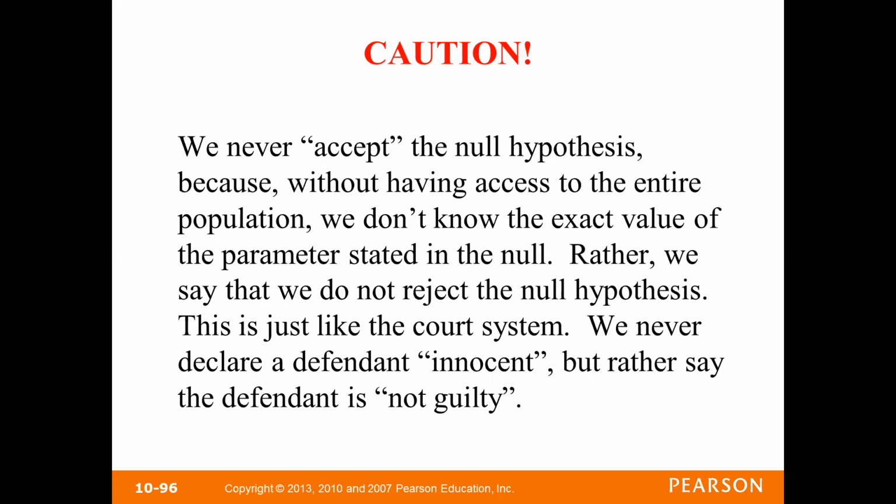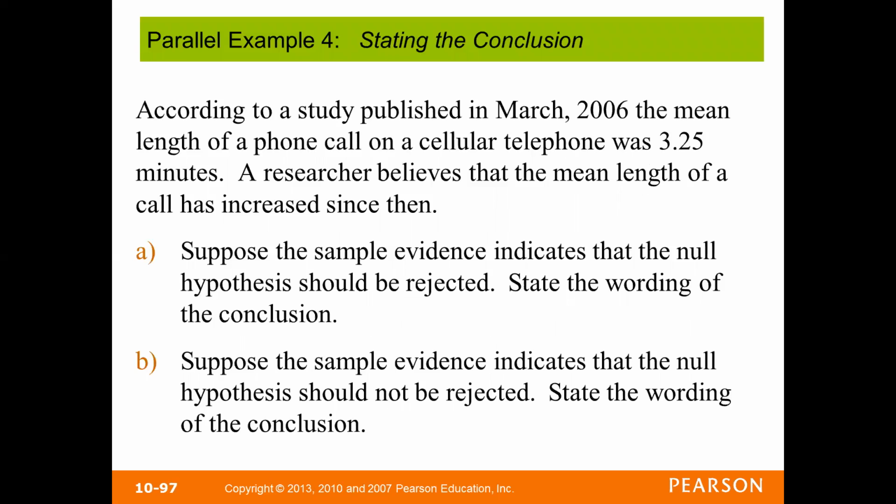In the criminal justice system example, we don't declare the person innocent, we find them not guilty. We do not know, in many cases, that the person is innocent, but we know that there's not enough information to convict them of a crime. So we fail to reject the null hypothesis rather than accept that the null hypothesis is true. However, if we reject the null hypothesis, we're rejecting it in favor of the alternative. So we're concluding that the alternative is true.